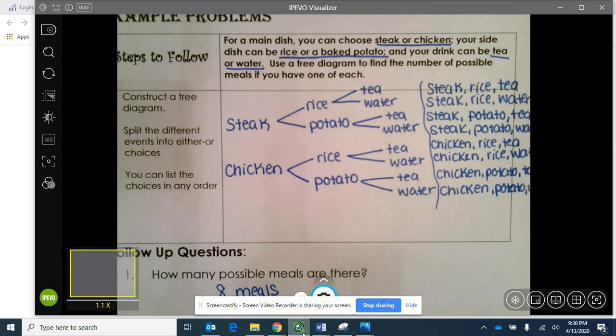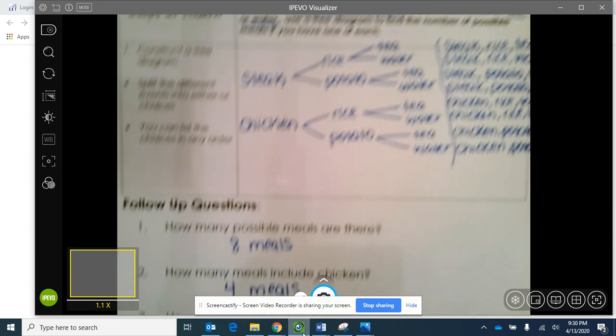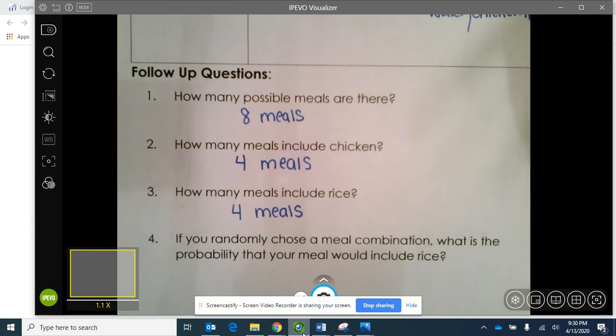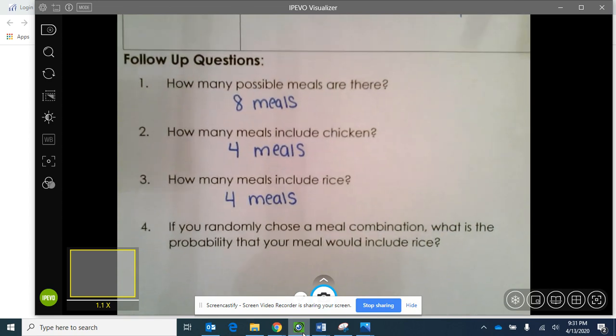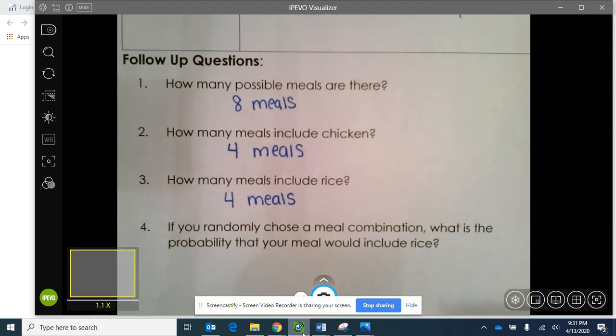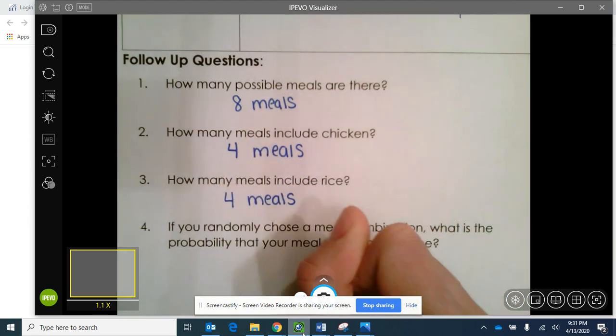Now, what's really beneficial, like I said, about tree diagrams is it gives you the total number of possible outcomes. So once you have that total number of possible outcomes, you can go ahead and calculate probability. So let's look at a probability question. If you randomly chose a meal combination, what is the probability that your meal would include rice? Well, we know that we have 8 total meals. So that would be the denominator.